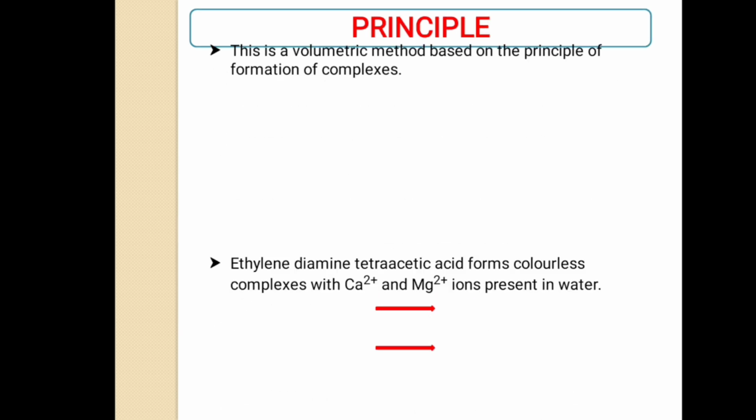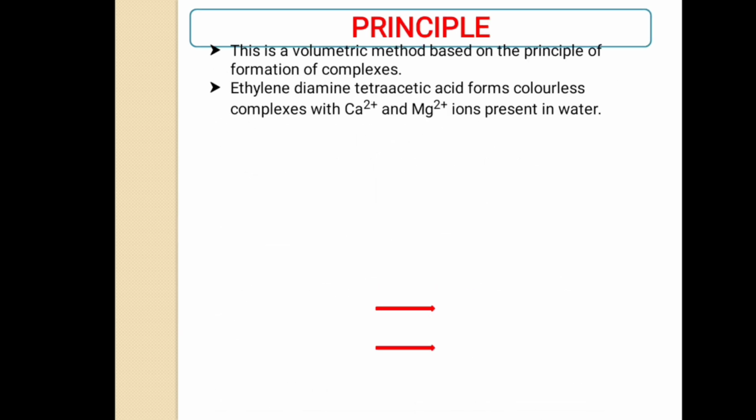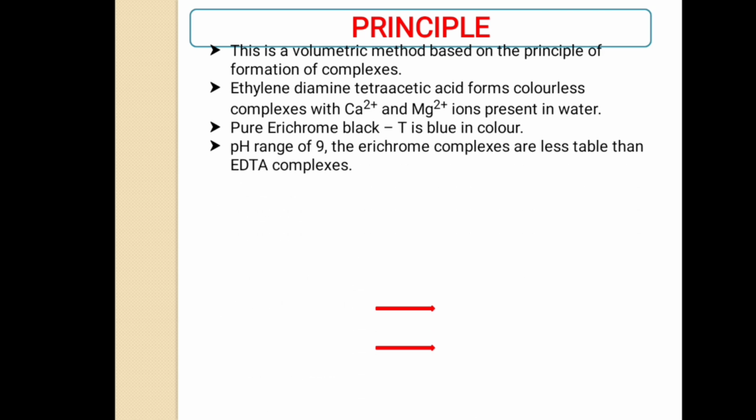Principle. It is a volumetric method based on the principle of formation of complexes. Ethylenediaminetetraacetic acid (EDTA) forms colorless complexes with calcium 2+ and magnesium 2+ ions present in water. Pure Eriochrome Black T is blue in color at a pH range of 9.